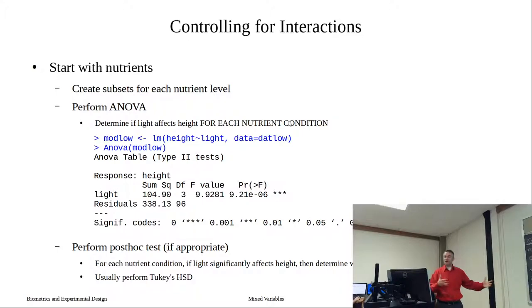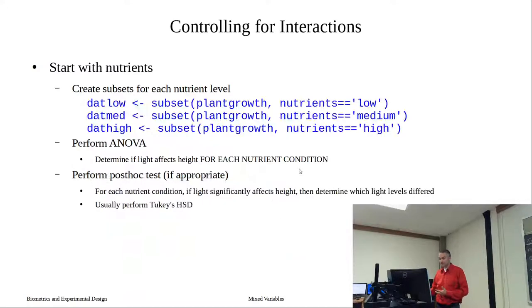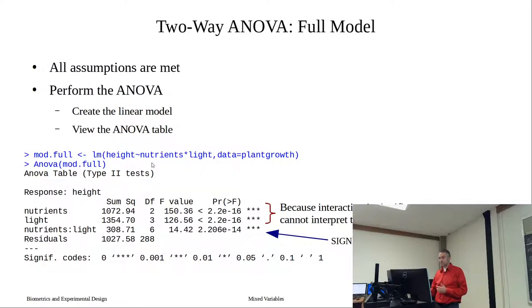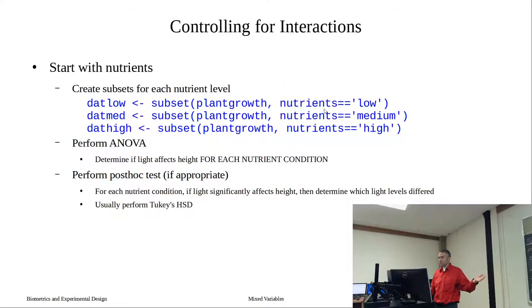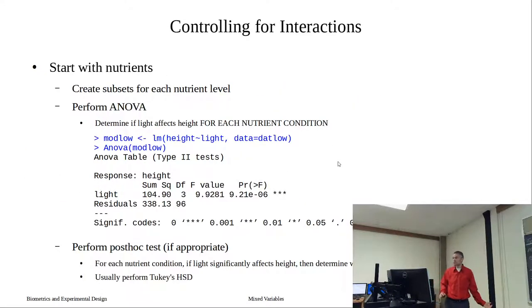All right, so we know our simplest model at this point. I'm going to go back a few slides. Our simplest model is this model: height is a function of nutrients times light. As soon as we took subsets of our nutrients, nutrients drops completely out of our model, because we're only looking at one nutrient condition, just low. We're interested in the effect of light on plant height.